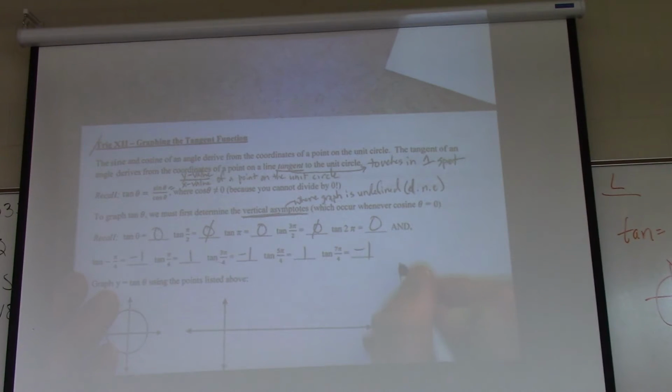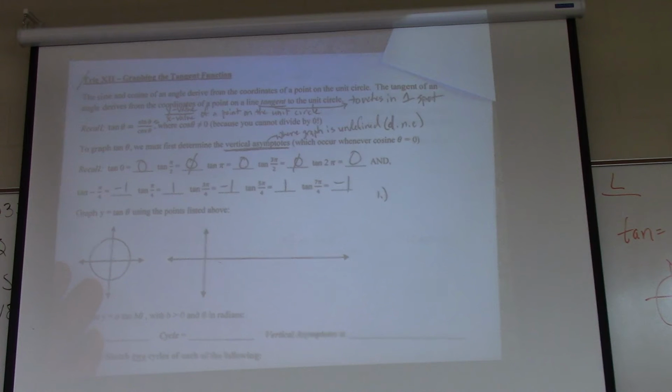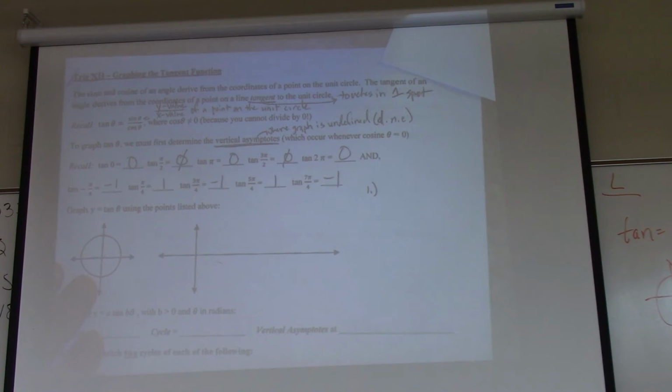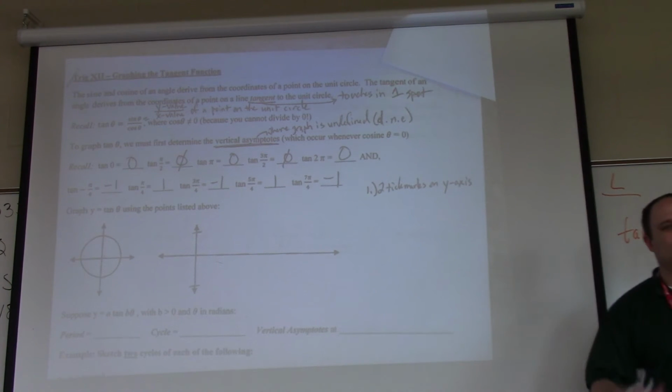There's 4 things that I want you to write in the margin over here. The first thing you need to do, and this is no change from sine or cosine, is 2 tick marks on the y-axis. So let's go do that right away. We're going to do it as I'm writing it. So I need 2 tick marks on the y-axis.